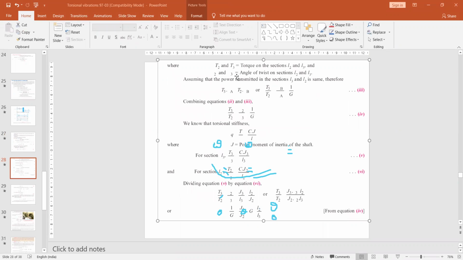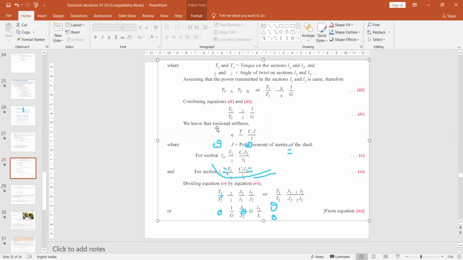T3 by T2 equals theta 2 by theta 3. So that is combining equations 2 and 3. Assuming that the power transmitted to sections L3 and L2 is the same, T3 omega A equals T2 omega B.